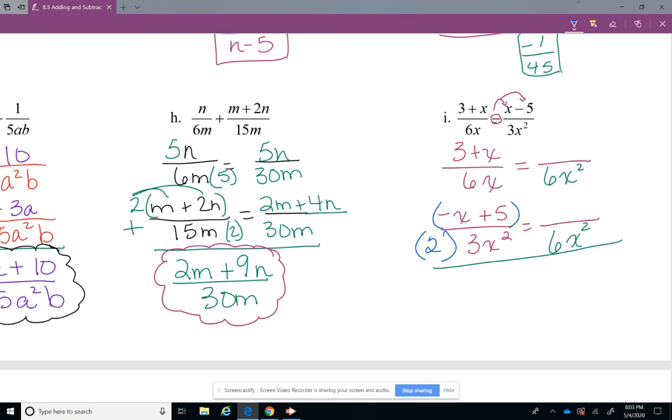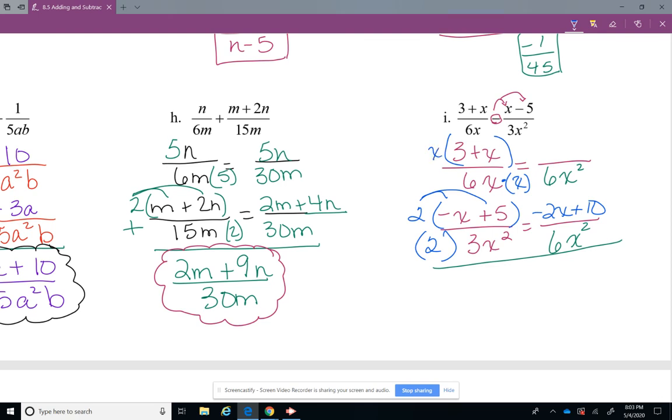So I'm going to have to multiply the numerator by 2. So 2 times negative 1x is negative 2x. And 2 times 5 is 10. All right, what do I have to multiply 6 by to get 6? 1. What do I have to multiply x by to get x squared? We're going to multiply x. All right, so we're going to have to multiply the numerator times x.